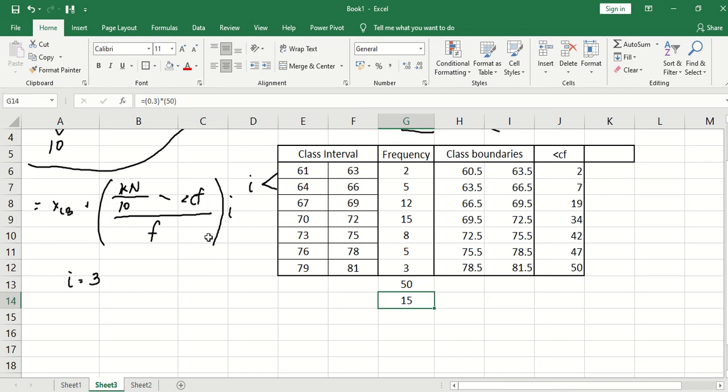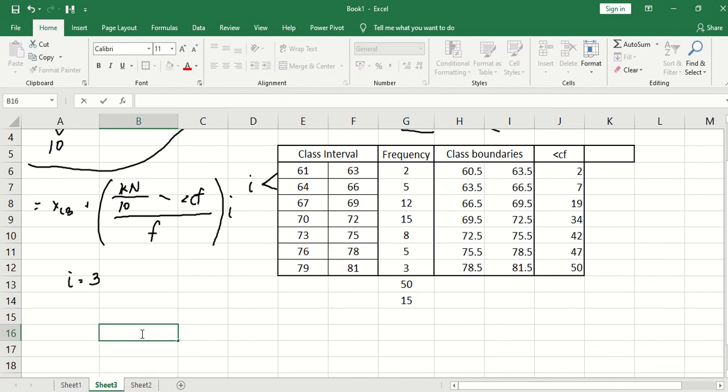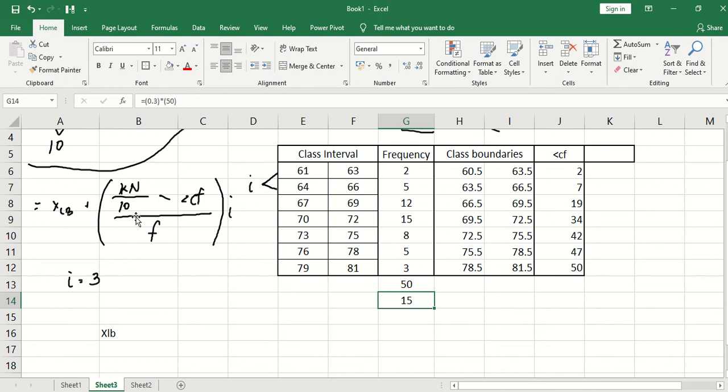Okay, so let's see this formula. For us to break it down, the lower boundary, let's go one by one, XLB. What is XLB for this one? So 15, where does it fall? I think here. Here is 15, because this one is limit to 7, then 15 is here.